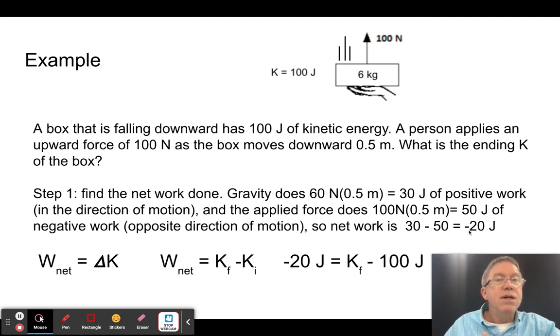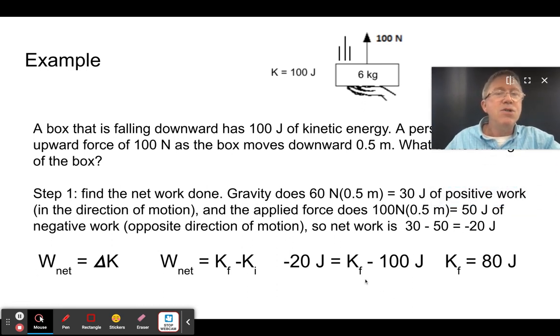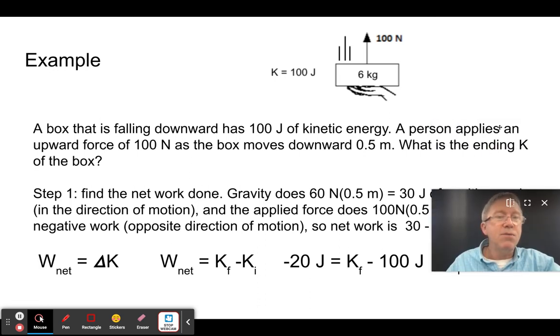In other words, this object's kinetic energy that was initially 100 joules has now had 20 joules removed from it, subtracted from it. So I start off with 100 joules. Oh, I move my face in the way. How do I move myself out of this so you can see what I got here? And I end up with 80 now because I have 20 less than what I had before.